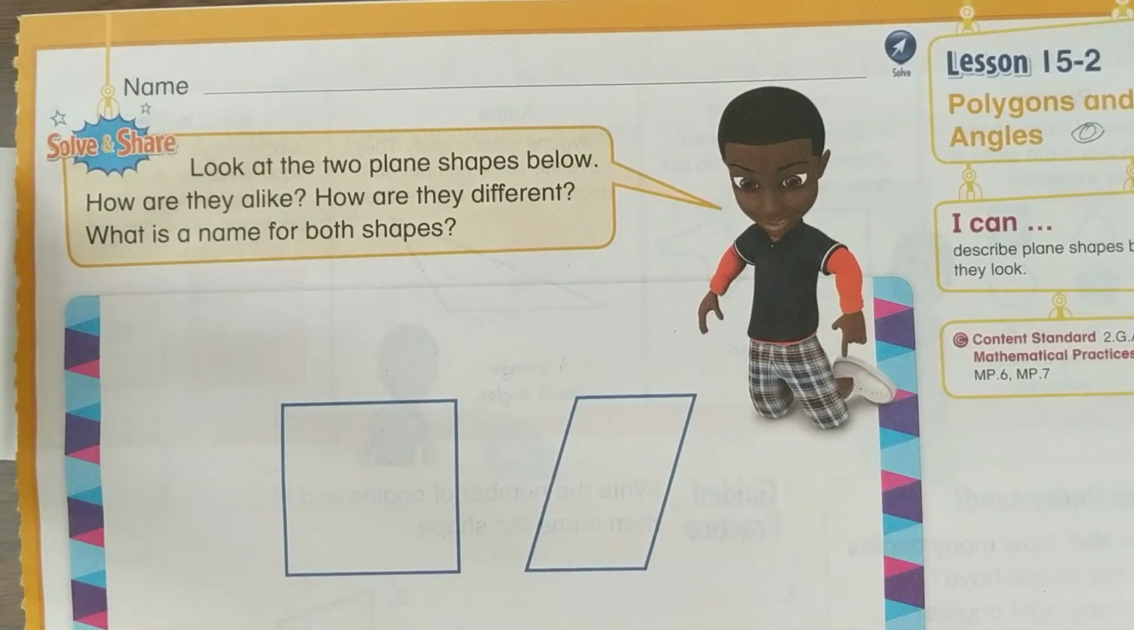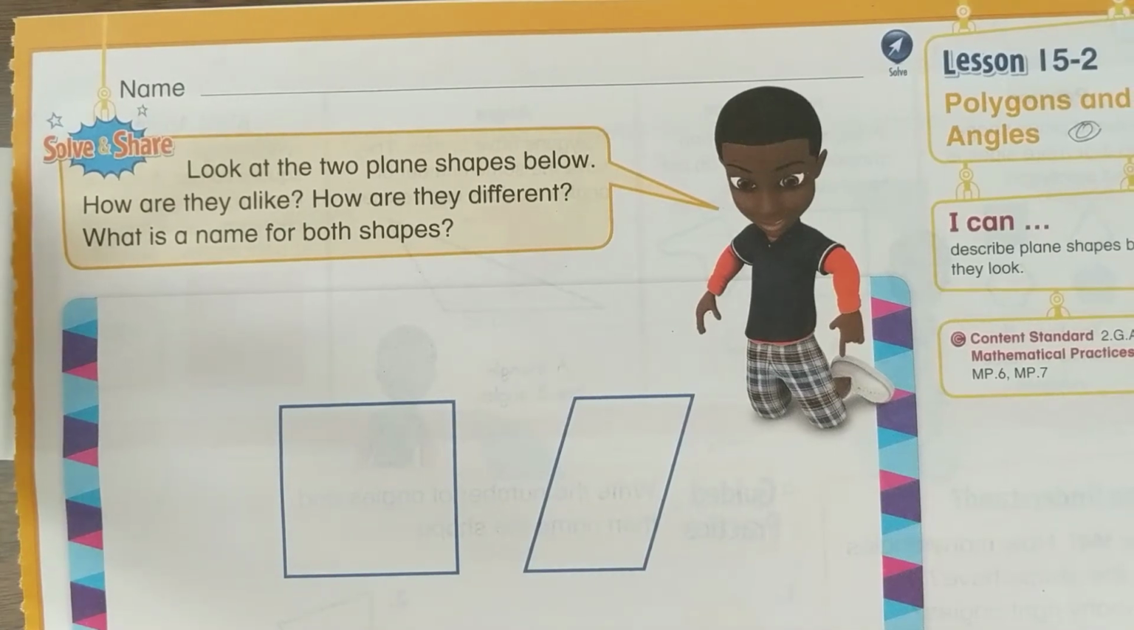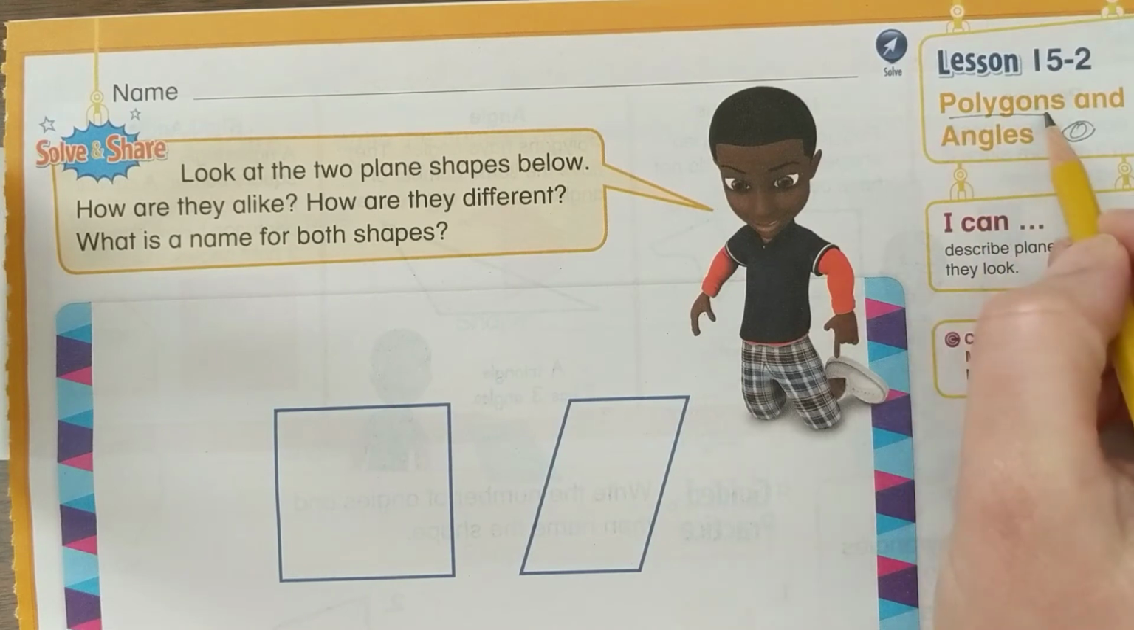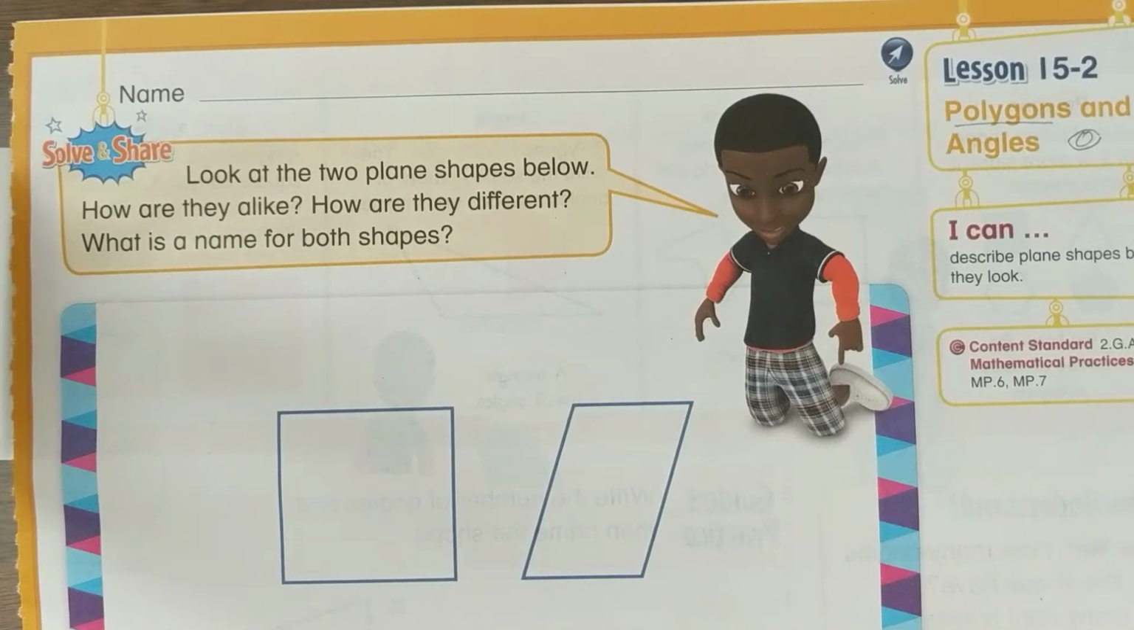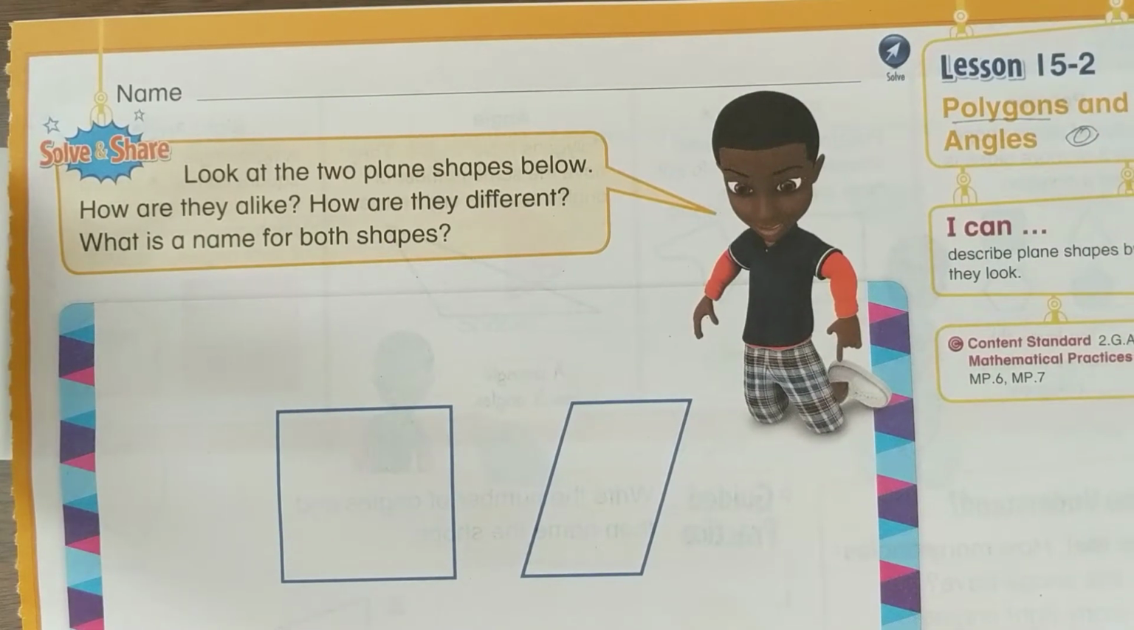Okay, we've learned that these plane shapes, these flat shapes, are called polygons. And there are different names for these polygons. We learned yesterday about some of those names. We can have a triangle, a quadrilateral, a pentagon, and a hexagon.